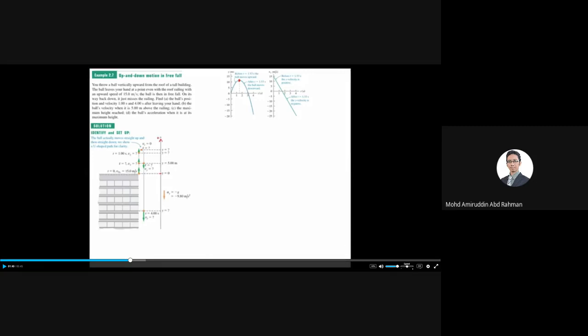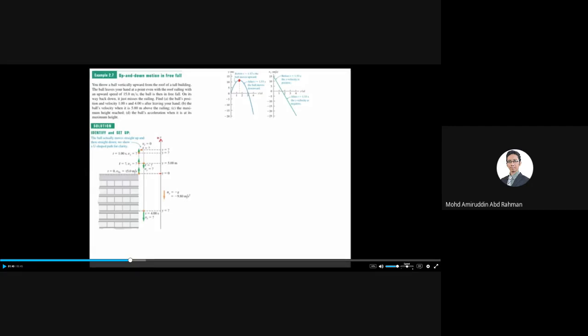Okay, so you have the graph plotted on the right side. So we have the motion upward is somewhere between, as you can see, 10 to 15 meter, and then after that, the ball is going downward due to the constant acceleration due to the gravity.